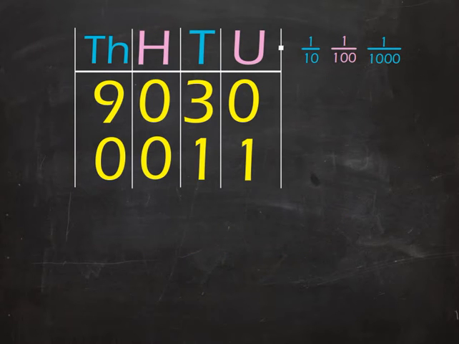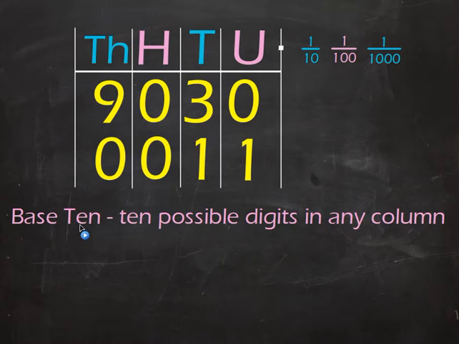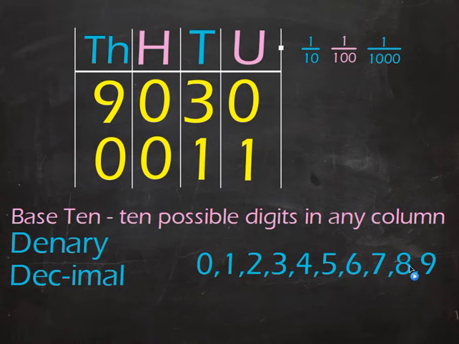With base 10, the decimal number system, or denary, it's called base 10 because there are 10 possible digits in any one column. So you can have a 0 and the numbers 1 to 9, so there are 10 in total.